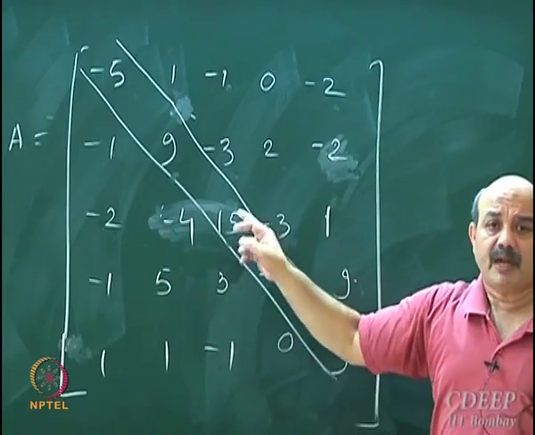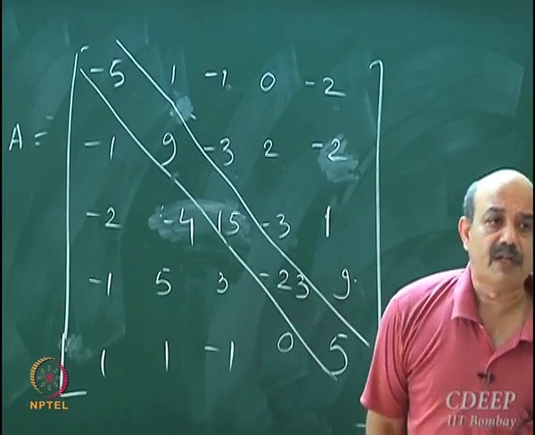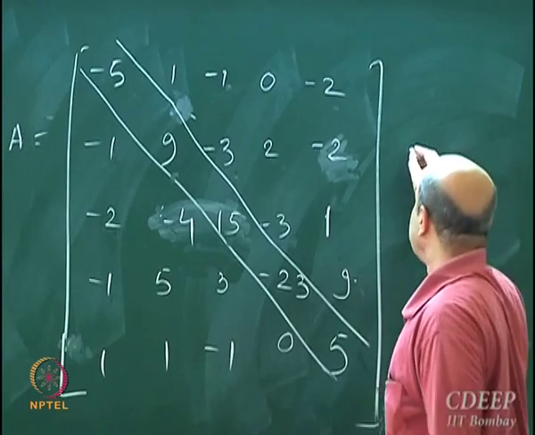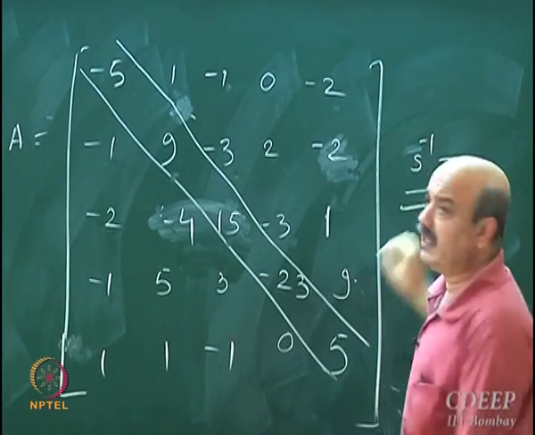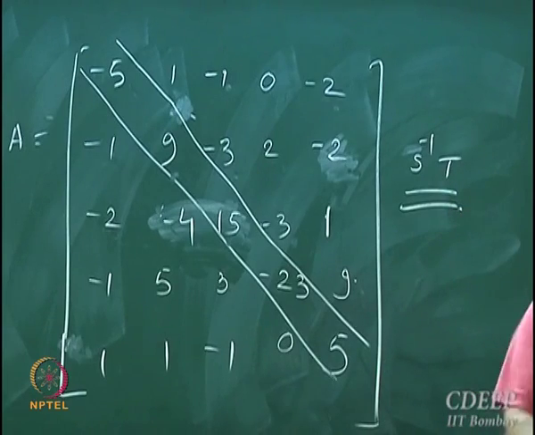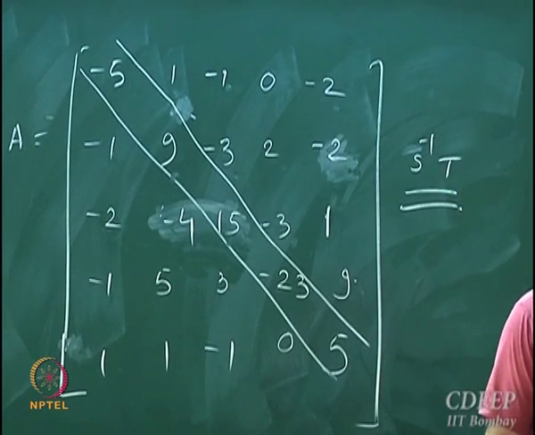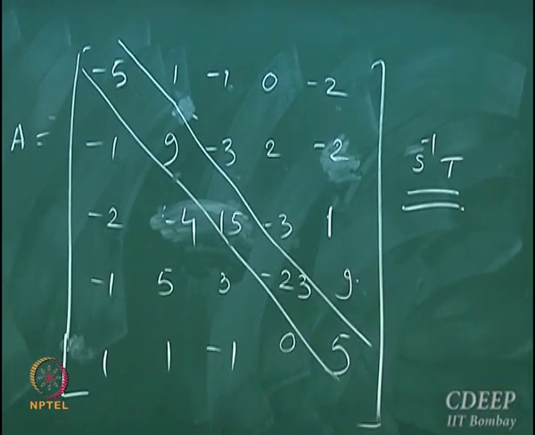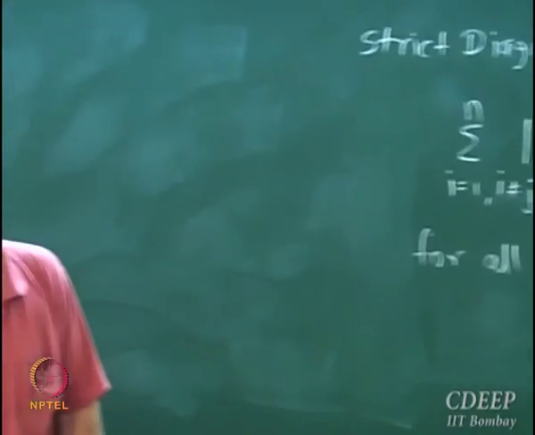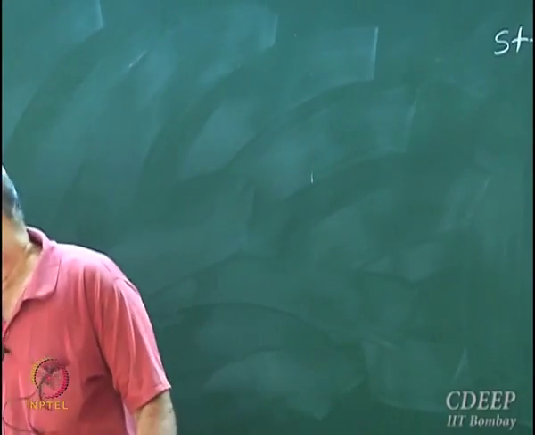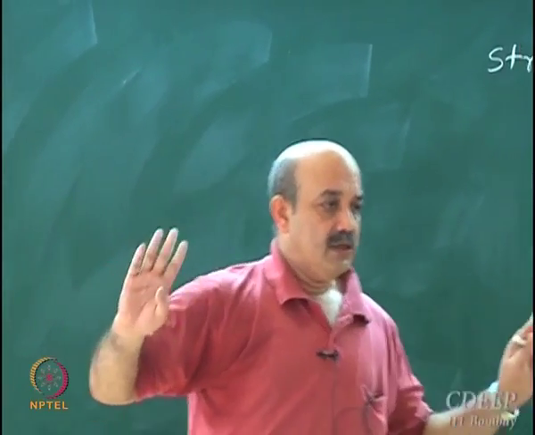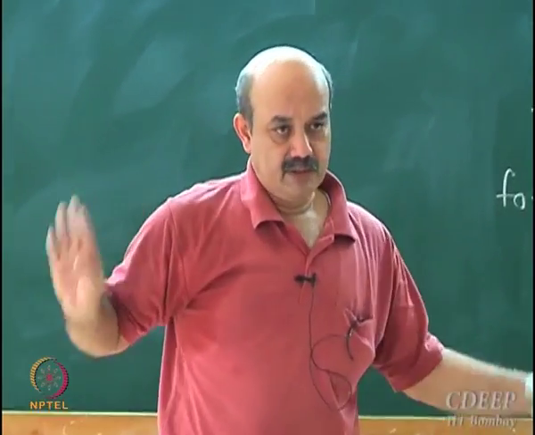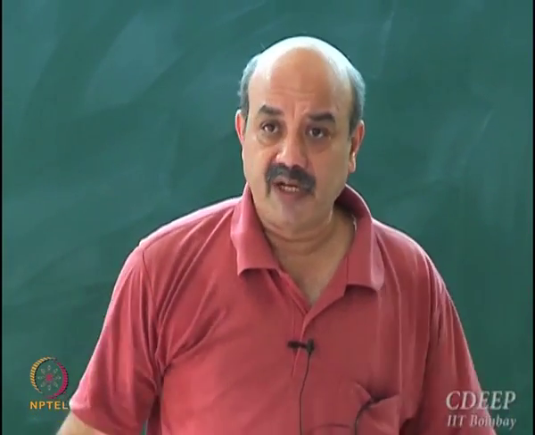So for this particular matrix, can you calculate what is going to be the Jacobi matrix, which is S inverse T? Just do it. Mind you, when you actually do computations for Jacobi, you never compute S inverse. You do row by row calculations. This is for analysis, for getting insights.